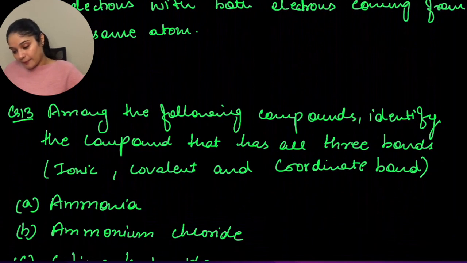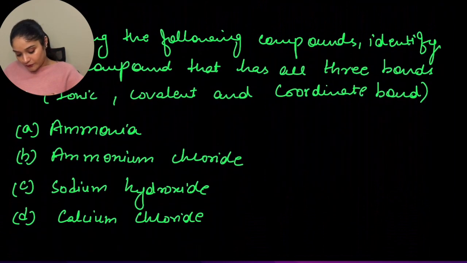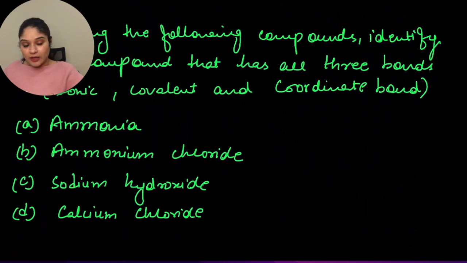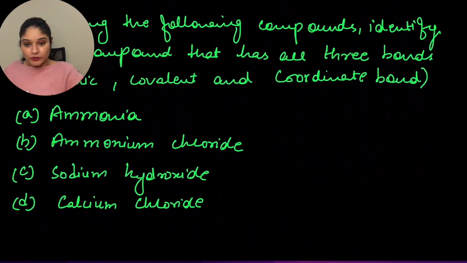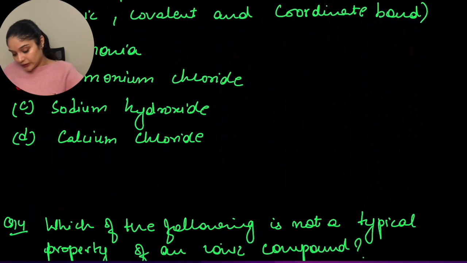Among the following compounds, identify the one that has all three bonds: ionic, covalent, and coordinate bond. So which one of these will have all the three bonds? Ammonia, no. Ammonium chloride, yes. Ammonium chloride will have all the three bonds in it. It will have ionic bond, covalent bond, and coordinate bond. Now let's move to the next question.